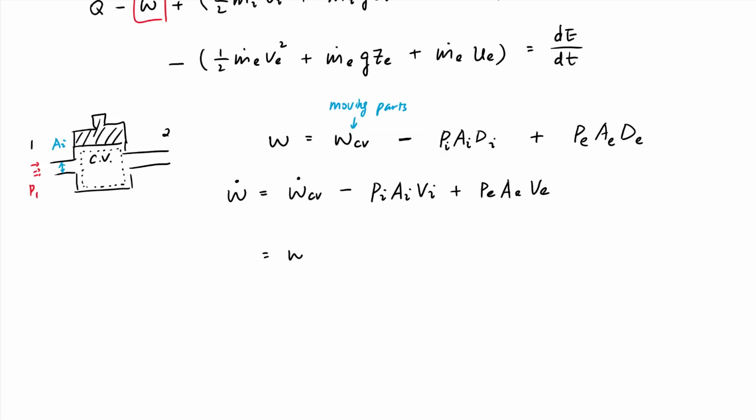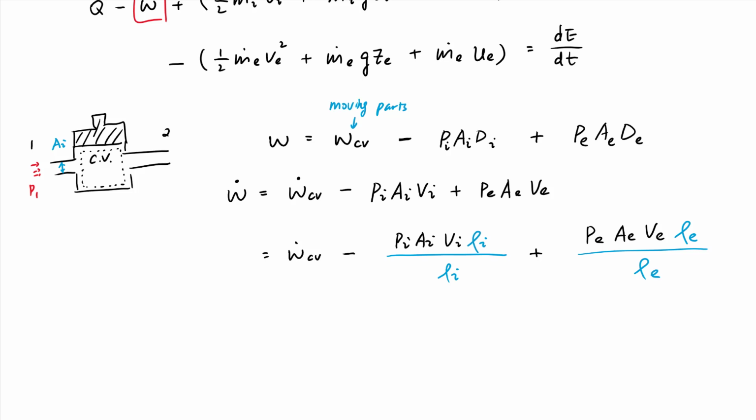Okay, next what we do is a mathematical manipulation to the two terms in the right hand side. First of all, we have P_I, A_I, and V_I. And what we do is multiply this whole term by density and then divide it by density. So the equal sign is still true. Then we do the same thing for the last term in the right hand side: P_E, A_E, and then V_E. Multiply by density at the exit divided by density at the exit.